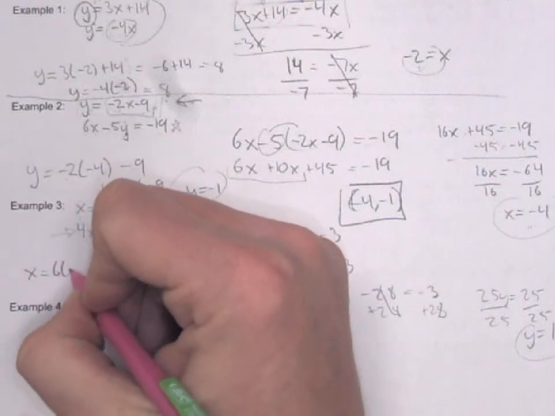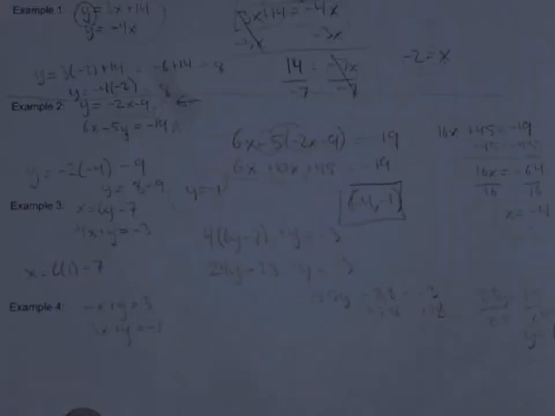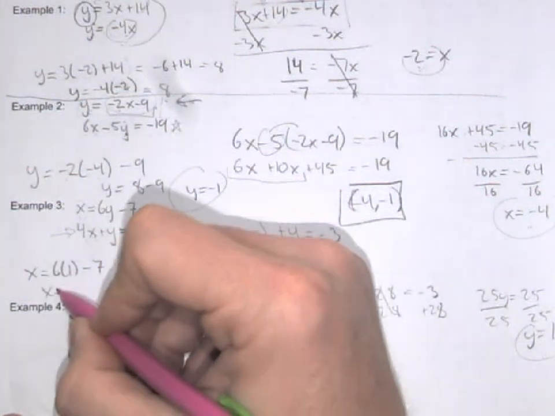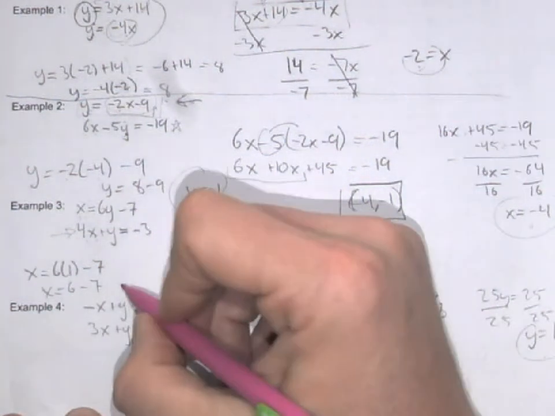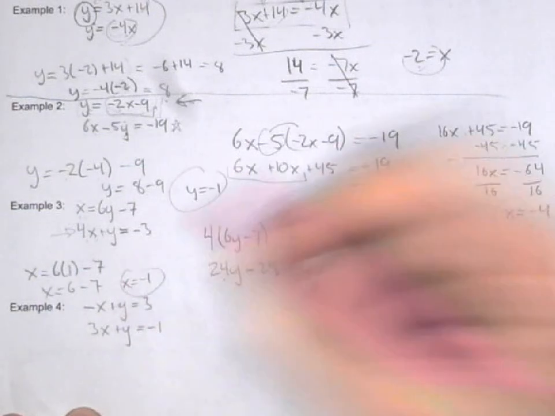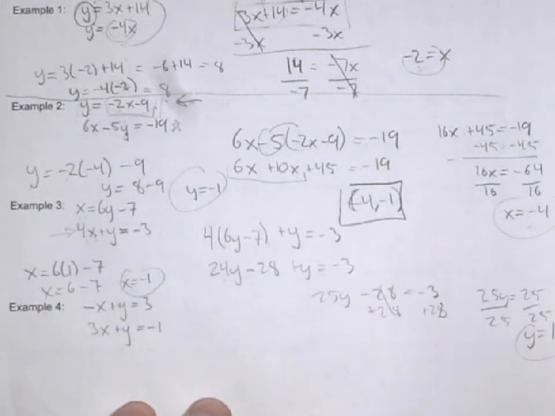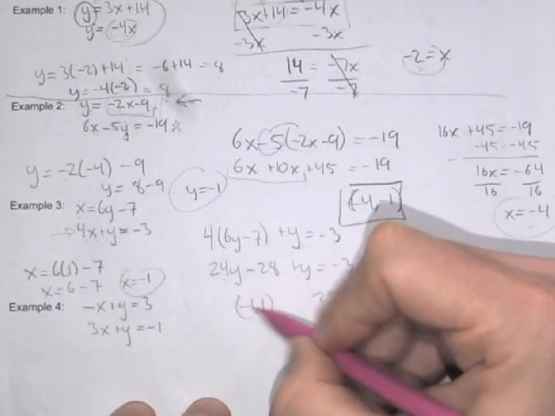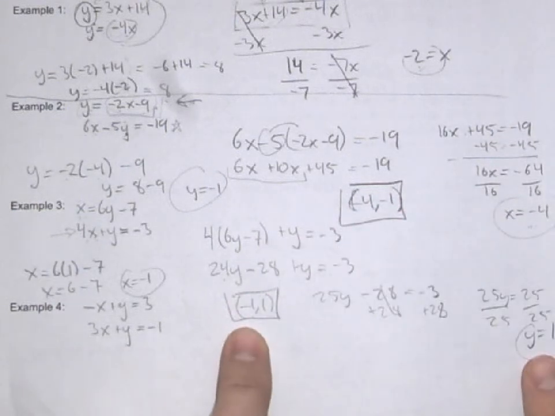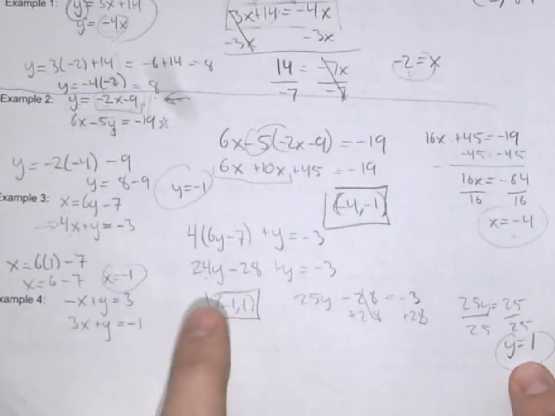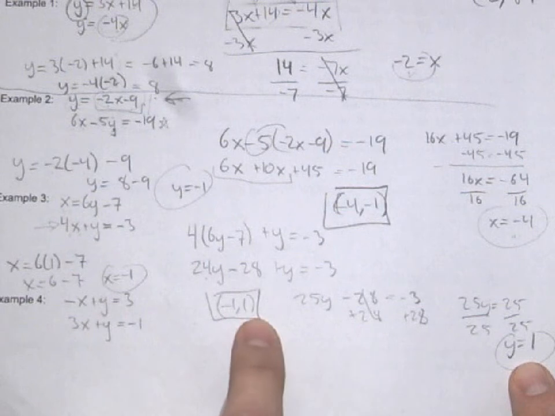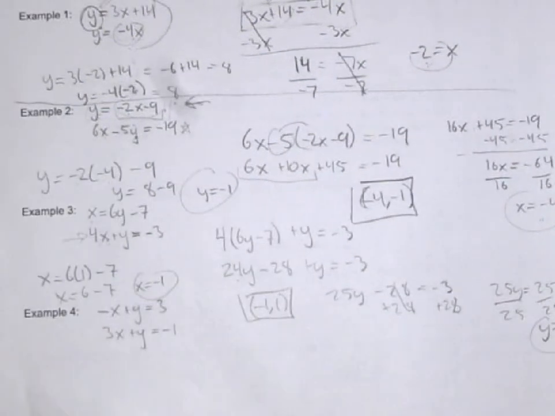x equals 6 times 1 minus 7. So x equals 6 minus 7, since 6 times 1 is 6. So x equals negative 1. Now I have both parts. My solution here is going to be negative 1, 1. Now be careful when you write your answer. Even though I solved for this first, y equals 1, it's the y variable, so it goes in the second position. And I got x equals negative 1. So this is my solution for number 3.